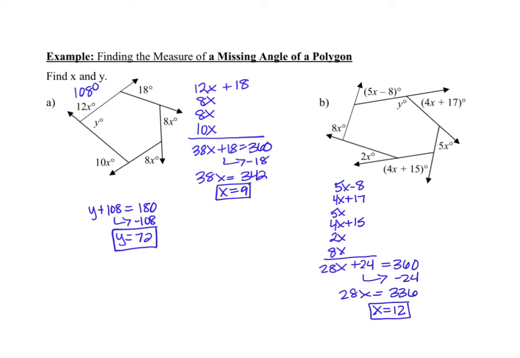Use this answer for x to find the measurement of angle y. I know that angle y is supplementary to this exterior angle. So all you have to do is take the expression 4x plus 17, replace x with your answer, and simplify the expression, and you get 65 degrees for this outside angle. Because this outside angle is supplementary to y, all I have to do is subtract 65 from 180 and you get an answer of 115 for y.